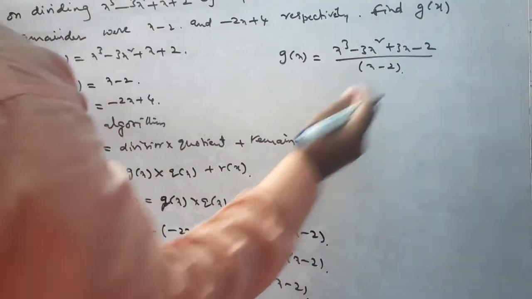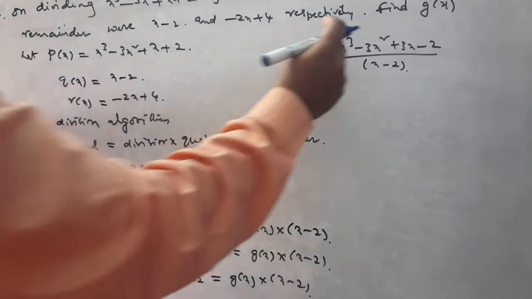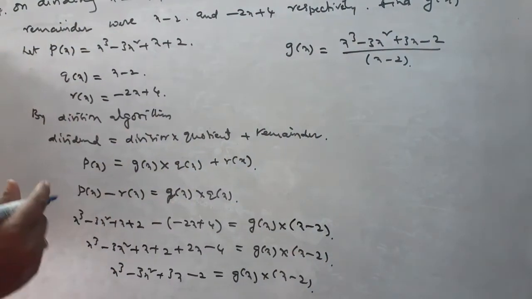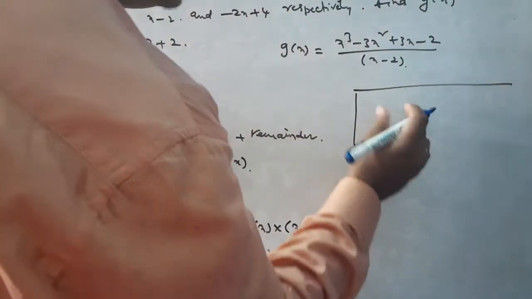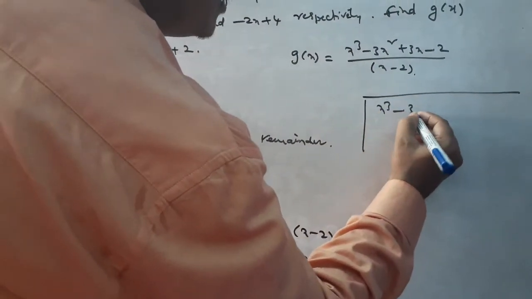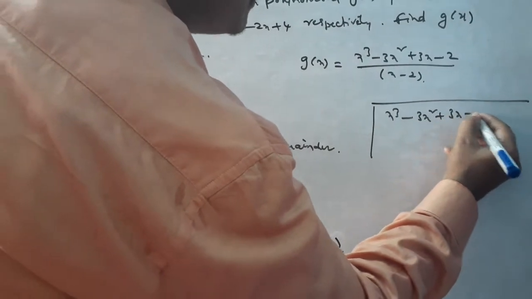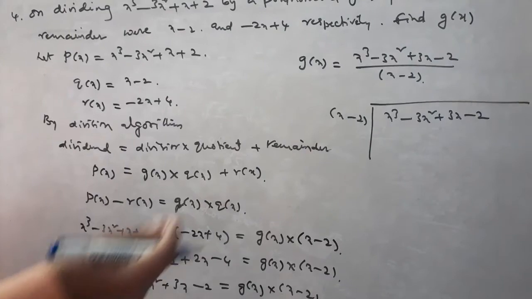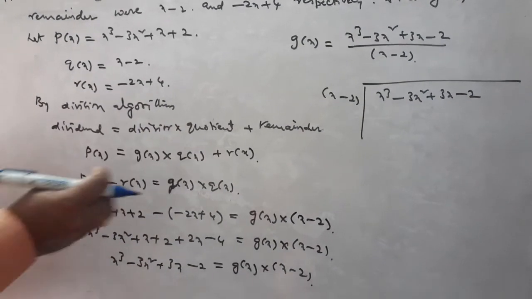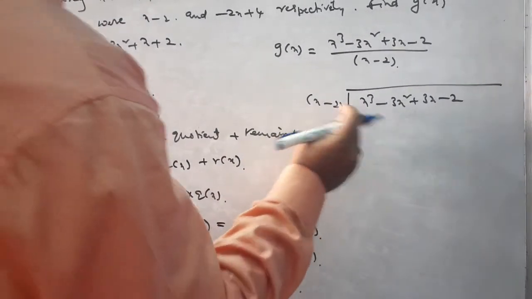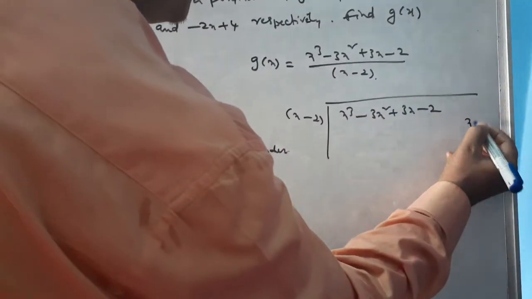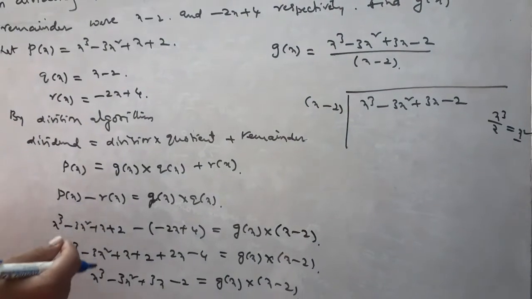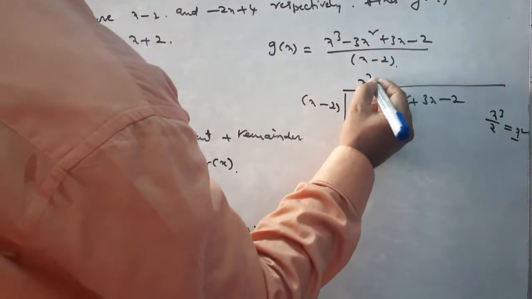So here x minus 2 is the divisor, and x cube minus 3x square plus 3x minus 2 is the dividend. Now find the first term of the quotient. Dividing x cube by x, we will get x square. X square is the first term of the quotient.